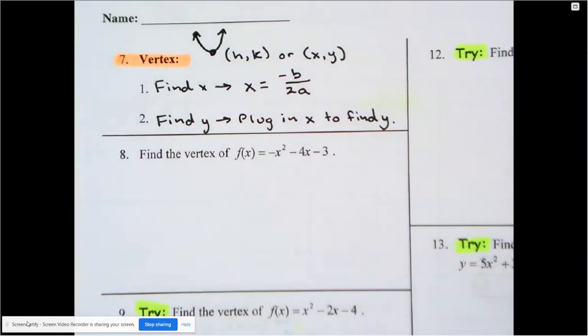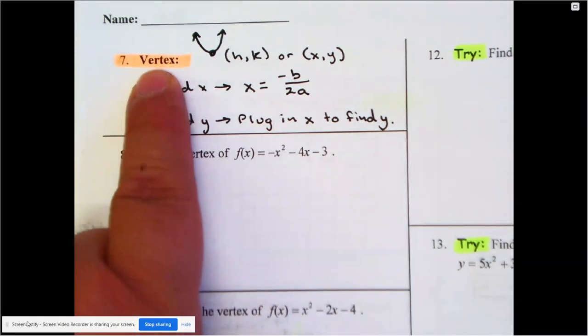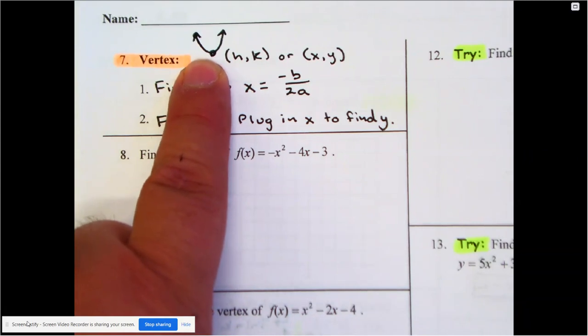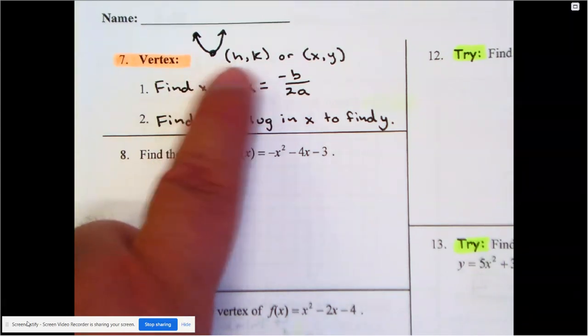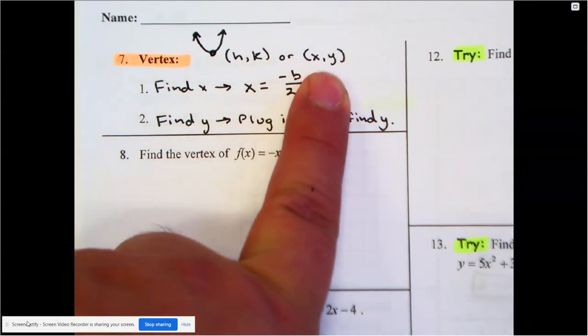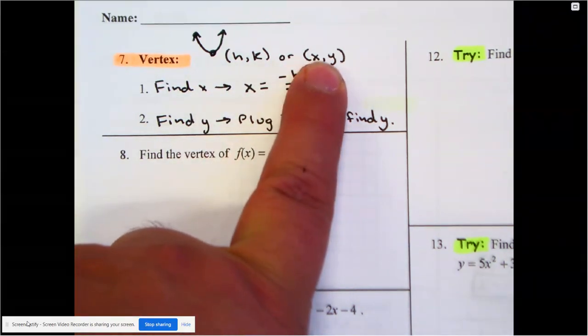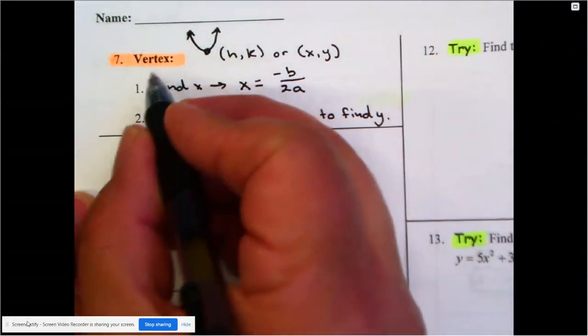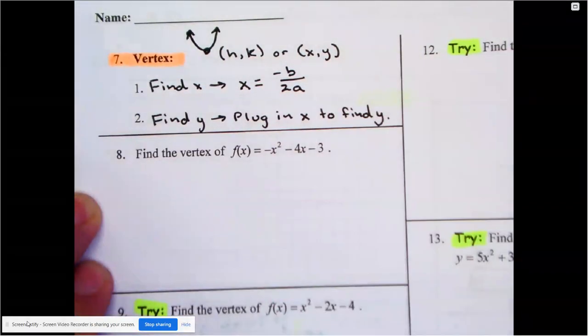So the next topic is the concept of vertex. Remember, the vertex is probably the most important point in a parabola. We usually call it h and k, but we can also just call it x and y, of course. And the reason we bring this up is that in order to find the vertex, we actually have a little formula that we're able to use.